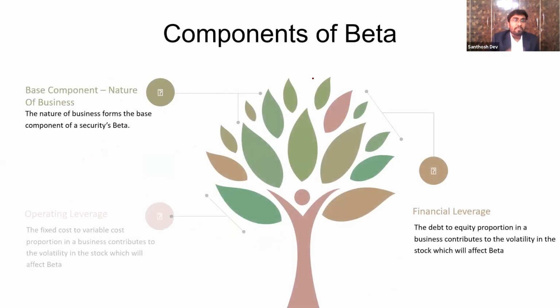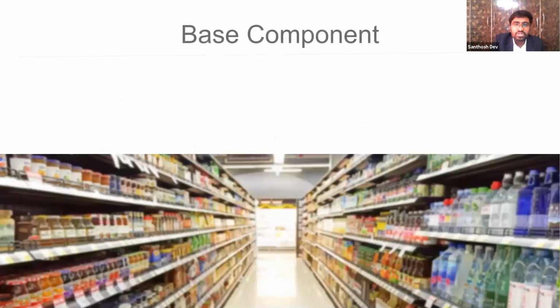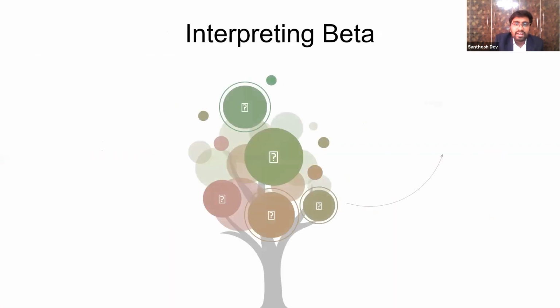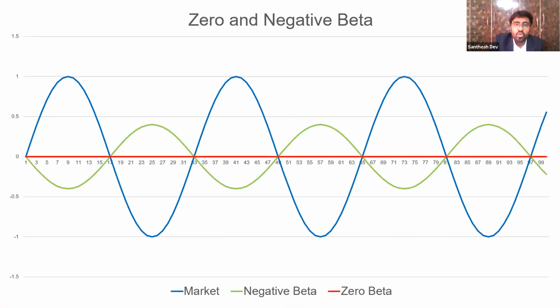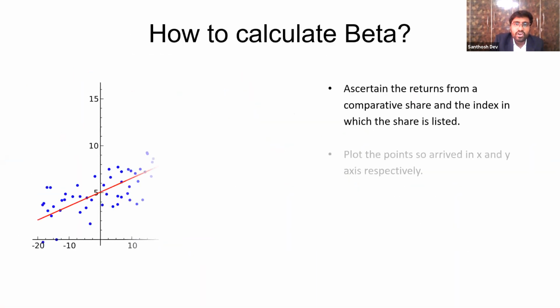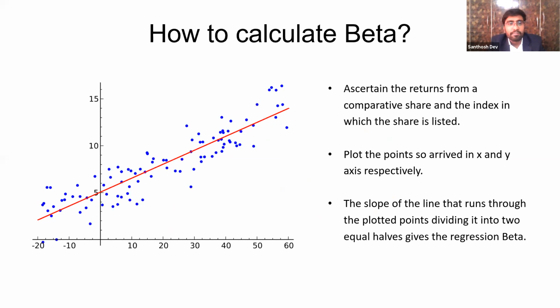Now, how do you calculate beta? It is more of a regression. Let me come back to this a little later, the interpretation of beta. Let us move on. I will finish off how to calculate beta and then come back there.